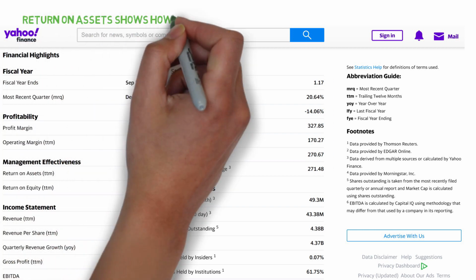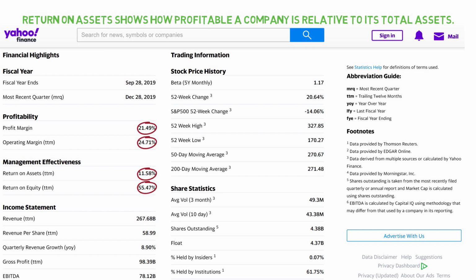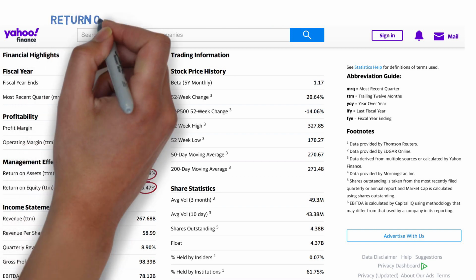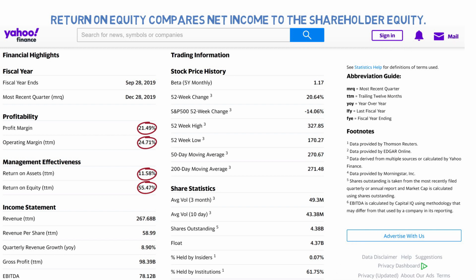Return on assets shows how profitable a company is relative to its total assets. It demonstrates how efficient a company's management is at using its assets to generate earnings. Return on equity is similar, but compares net income to the shareholder equity. Revenue is the total amount of money or sales they made in the last 12 months. In the last year, they made over $250 billion. We want to see Apple is growing its revenue, and we see its year-over-year growth is almost 9%.